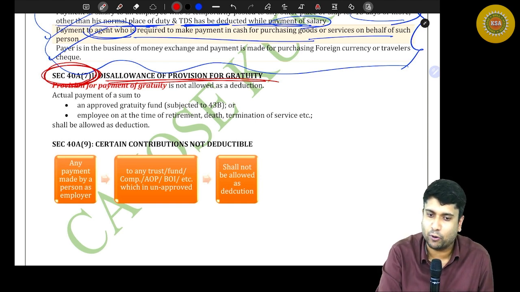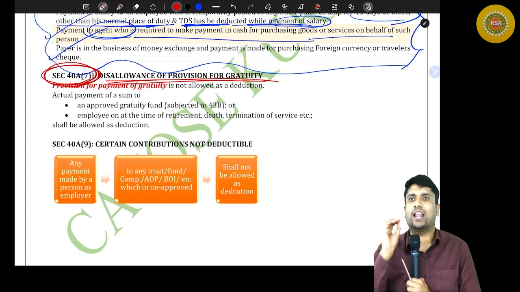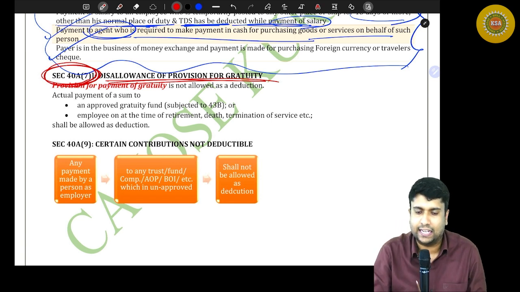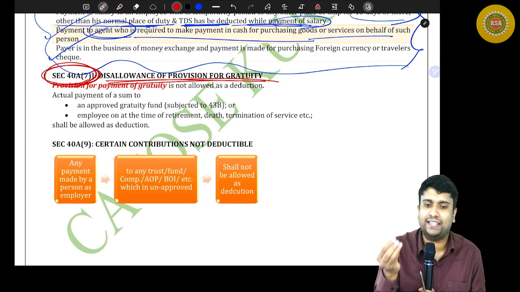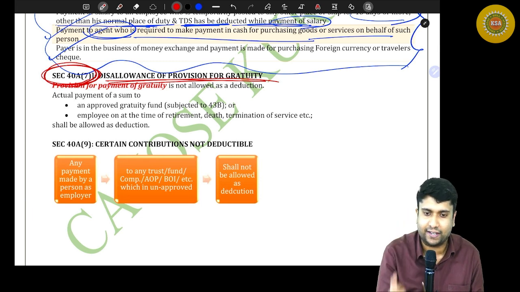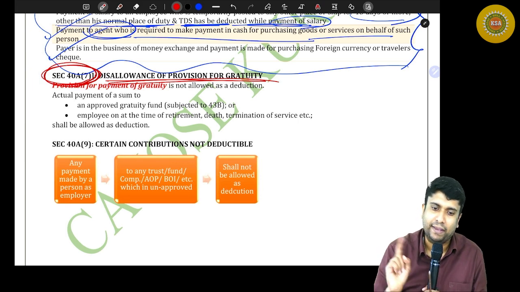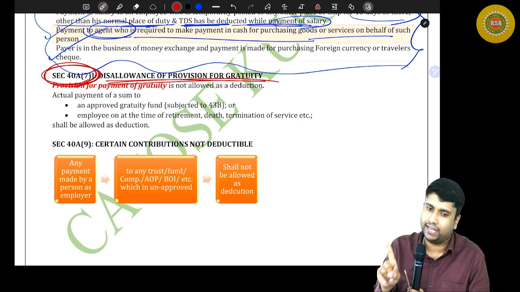No. All the provisions are not disallowed because we have a thing called ICDS. ICDS 9 is there. That is provisions. If a provision meets the criteria under ICDS, you can claim it as a deduction. You don't have to study that all. Sir, whether all provisions are disallowed? No. If a provision meets criteria under ICDS 9, you can claim it as a deduction.